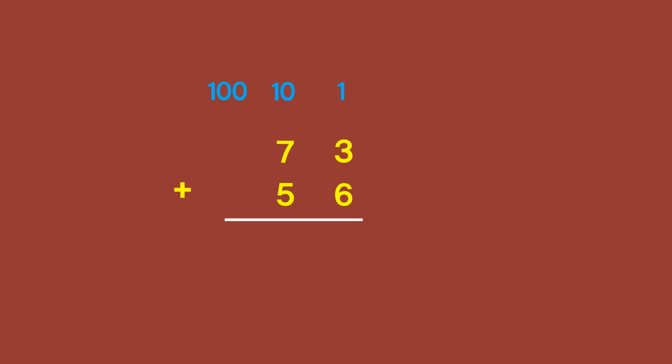So first of all, we'll start with the ones place. So we have got 3 and 6 under ones place. So we have to add those two together. 3 plus 6 is 9. Therefore, we can mention 9 under ones place. Then we'll move on to the tens place. There we have got 7 and 5. So 7 plus 5 is 12.